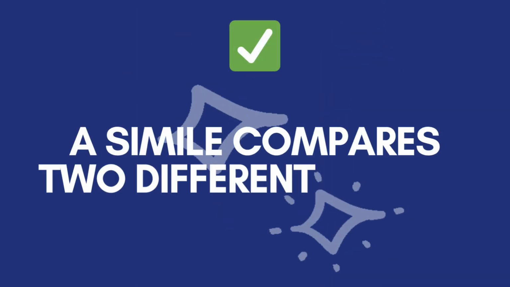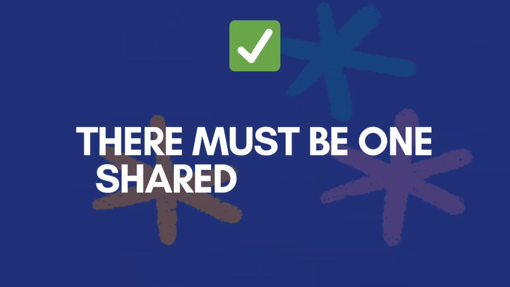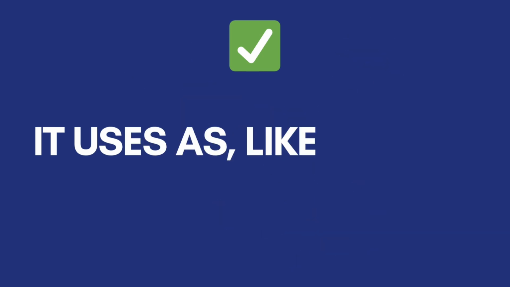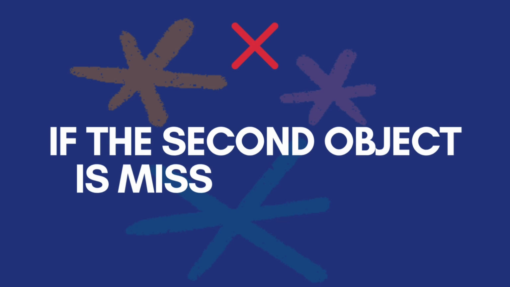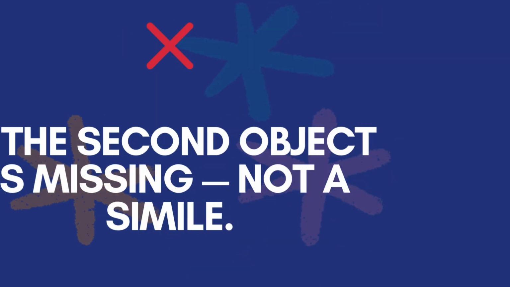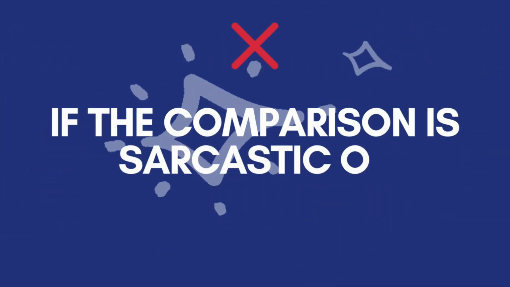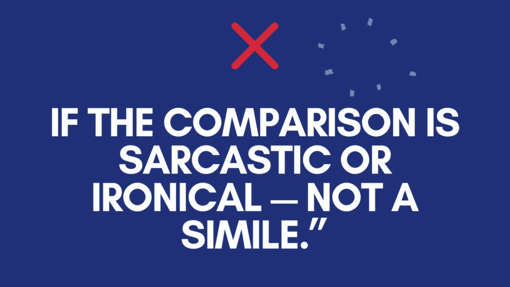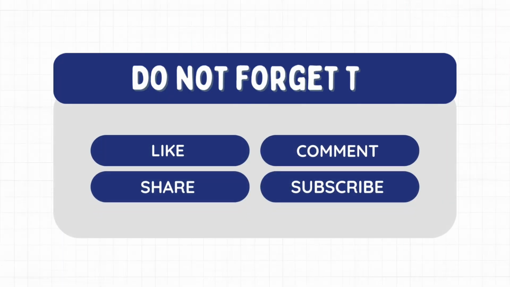Always remember, a simile compares two different things. There must be one shared quality. It uses as or like. If the second object is missing, it's not a simile. If the comparison is sarcastic or ironical, again it's not a true simile. I hope now your concepts are as clear as crystal.